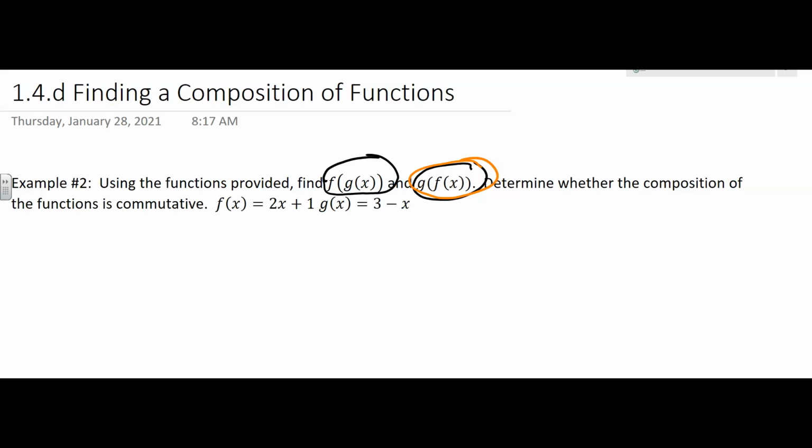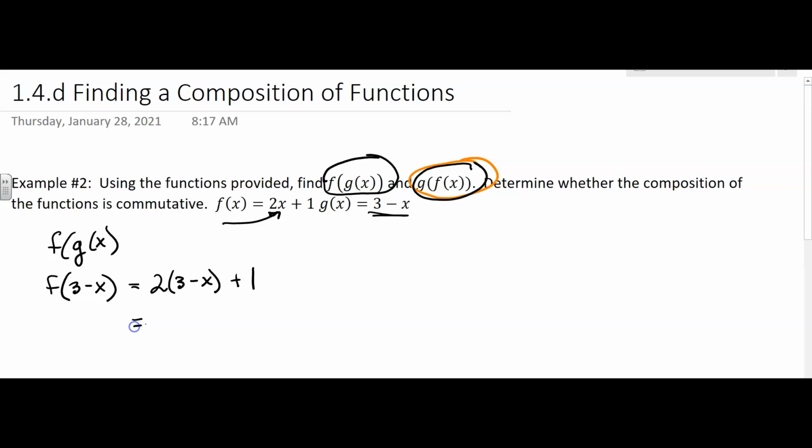Okay, so we want to find f of g of x. Or f of, now do we know what g of x is? We do, it's 3 minus x. So then we're going to take that 3 minus x and we're going to put it in the other function, the f function, because we're going to find f of 3 minus x. So that's going to look like 2 times 3 minus x plus 1. We're going to simplify this up. So distribute: 6 minus 2x plus 1, or 7 minus 2x. Okay, so that would be the f of g of x, right there.